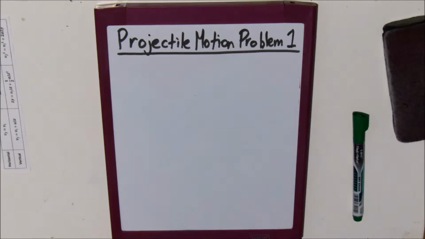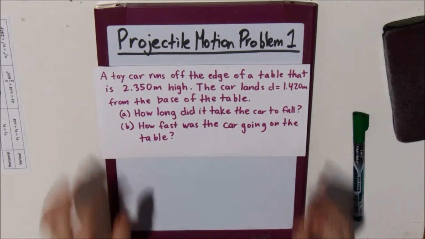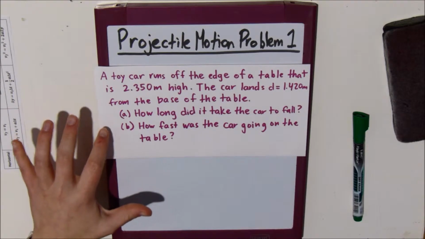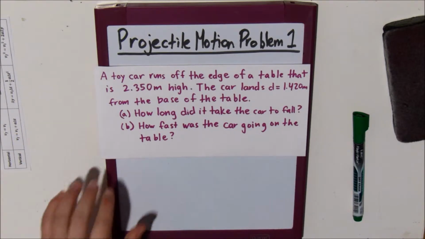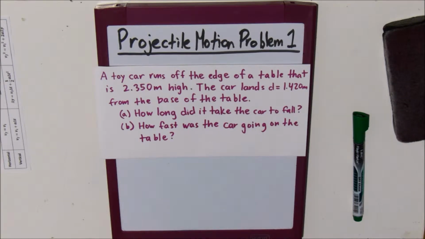Alright, so today we're going to be talking about projectile motion. So I have this cool little problem. A toy car runs off the edge of a table that is 2.350 meters high. The car lands d, distance, equals 1.420 meters from the base of the table. And our two questions are, how long did it take for the car to fall? So that's going to be in seconds. And how fast was the car going on the table? So that's going to be in meters per second, right?